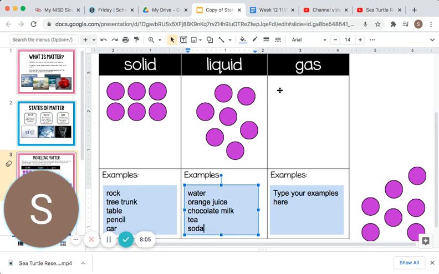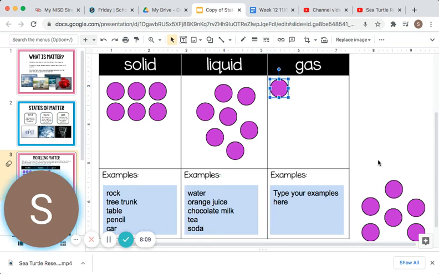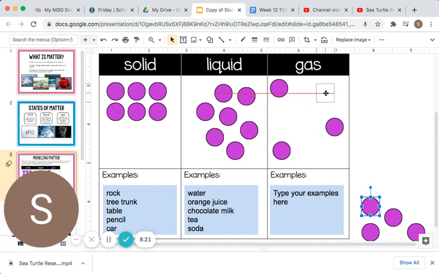So gas has a lot more space in between its particles because those particles need that room to kind of move around, right? They're moving around and bouncing around off of things at like a super fast speed, okay? So a gas would be more spread out, right? They would be more spread out. So just like that, we could leave it like that.